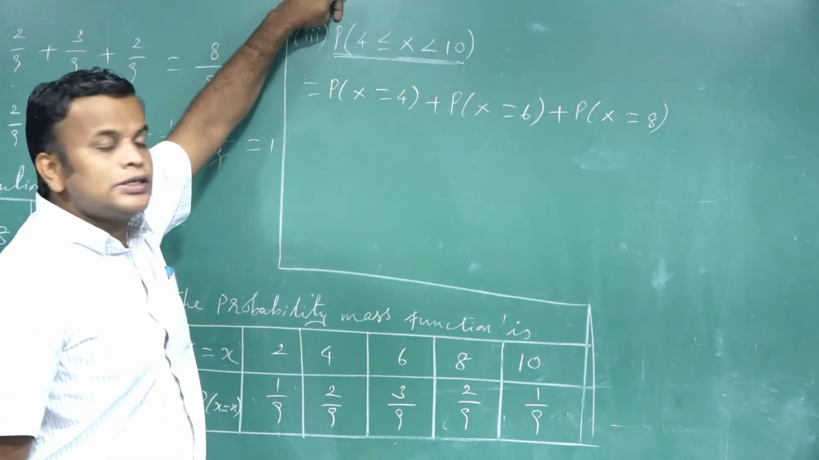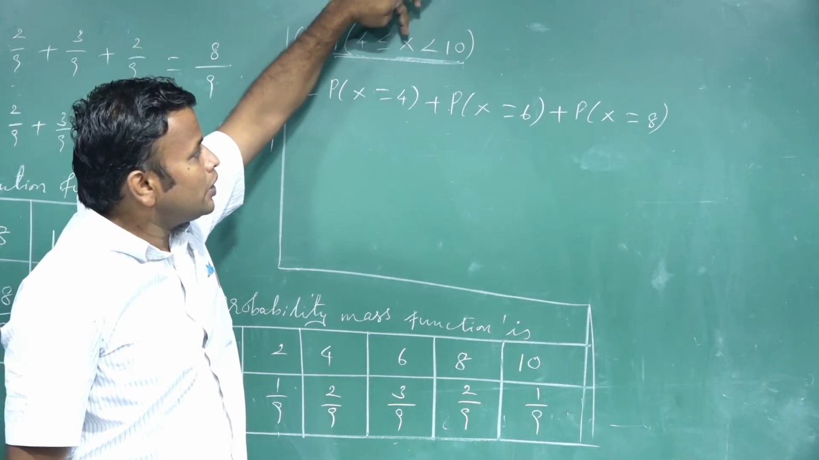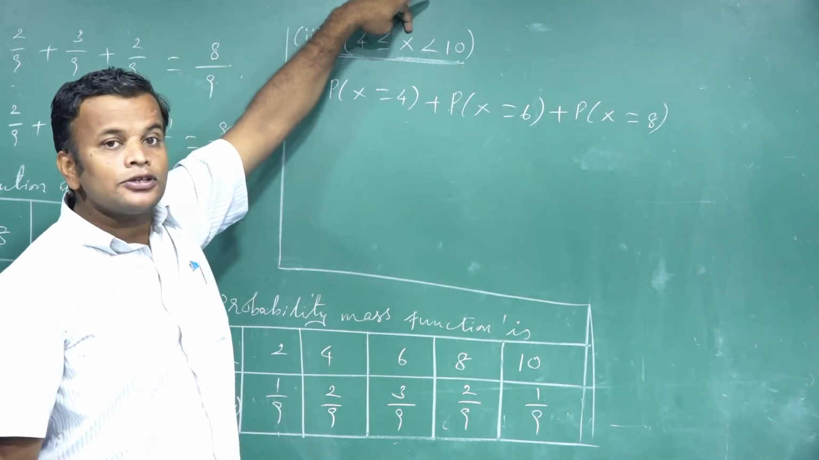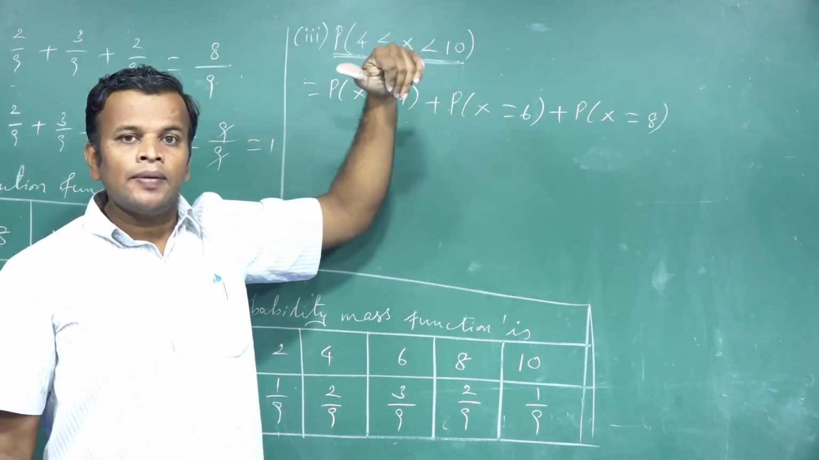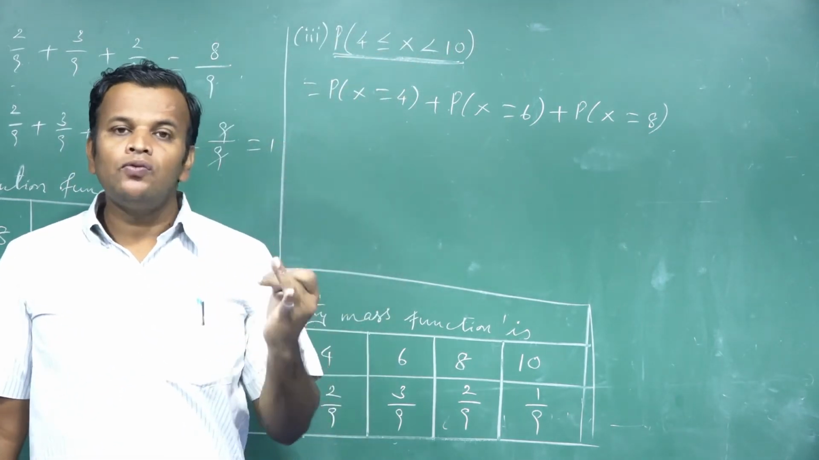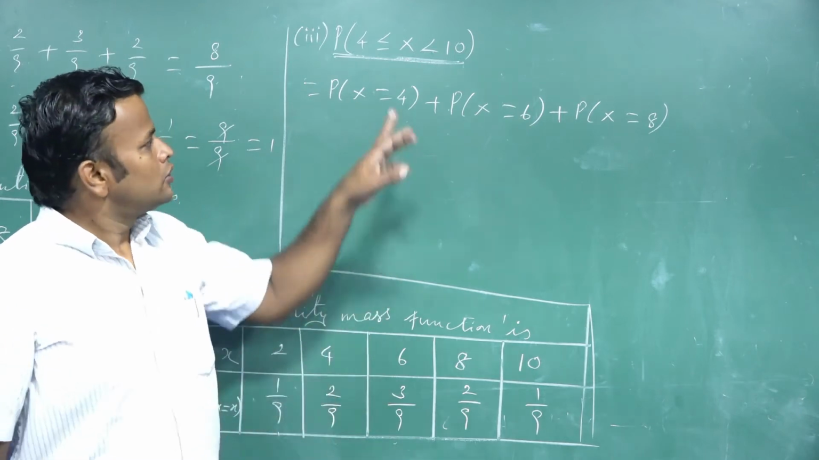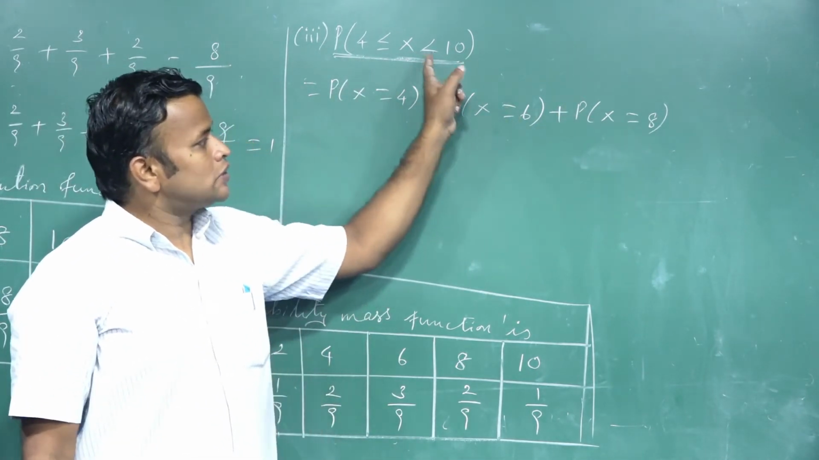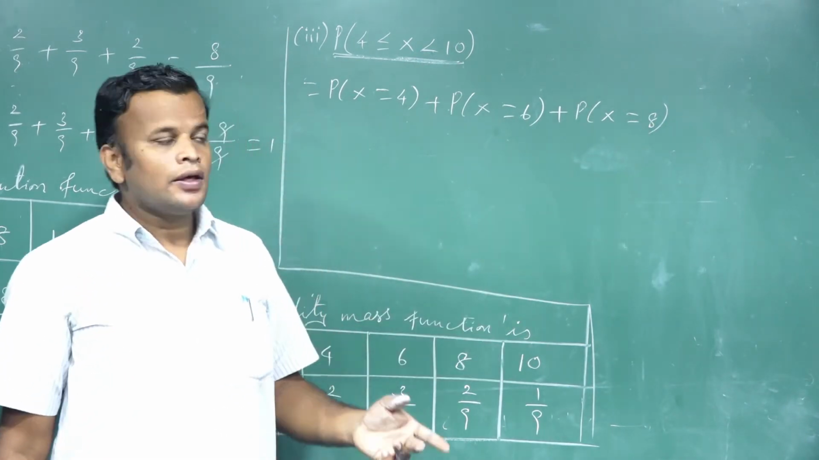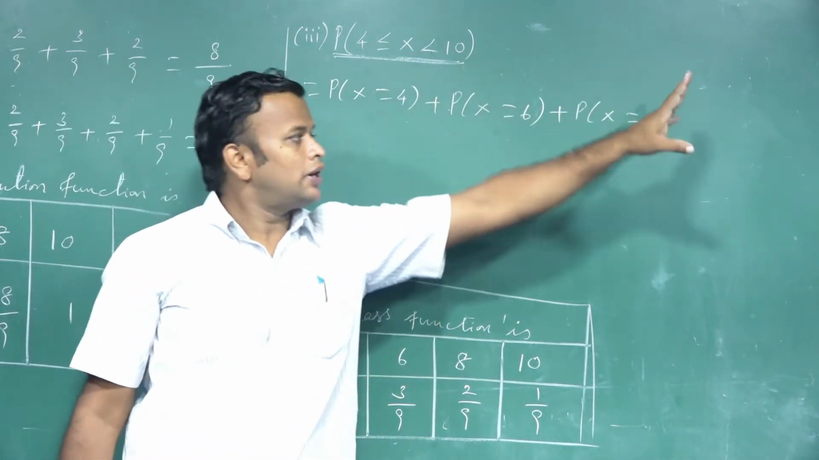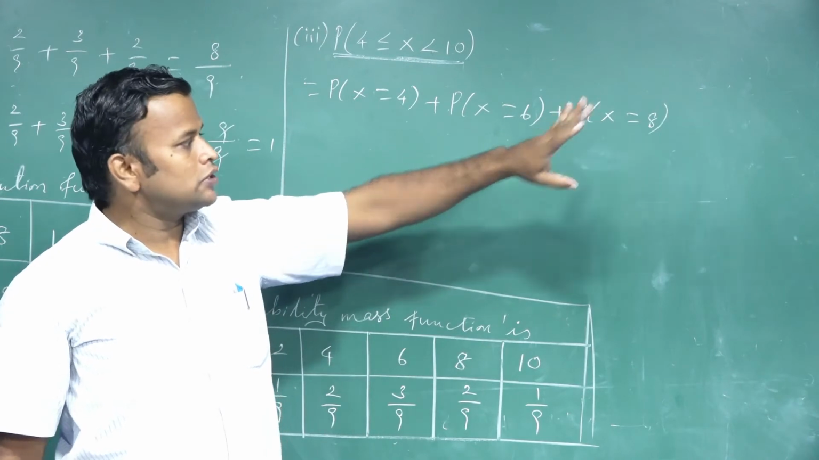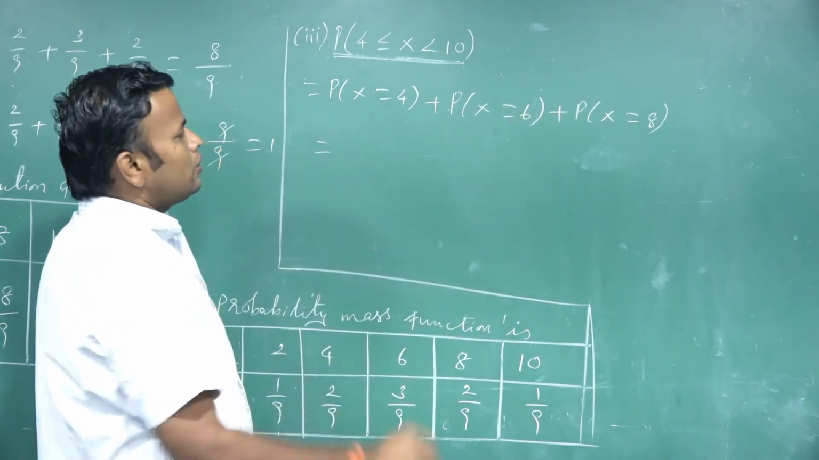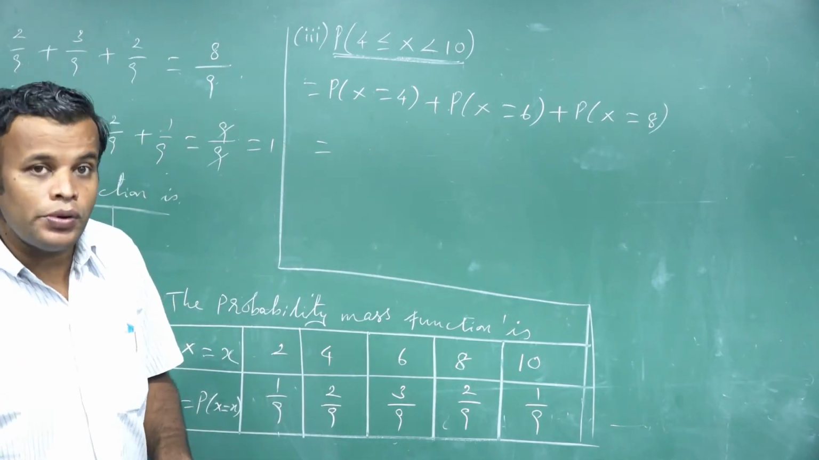P means probability. The random variable x is 4 or greater than 4, and also the value of x is less than 10. But the values of x here are 2, 4, 6, 8, 10 only. So I start from 4, 6 or 8. Less than 10 is given, so I don't write 10. Suppose it were less than or equal to 10, we would write one more, P of x equal to 10 also. Now we add all the probability values.